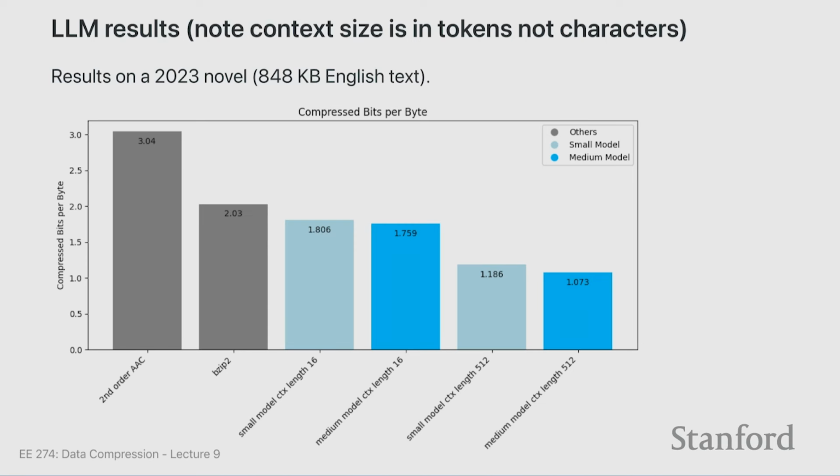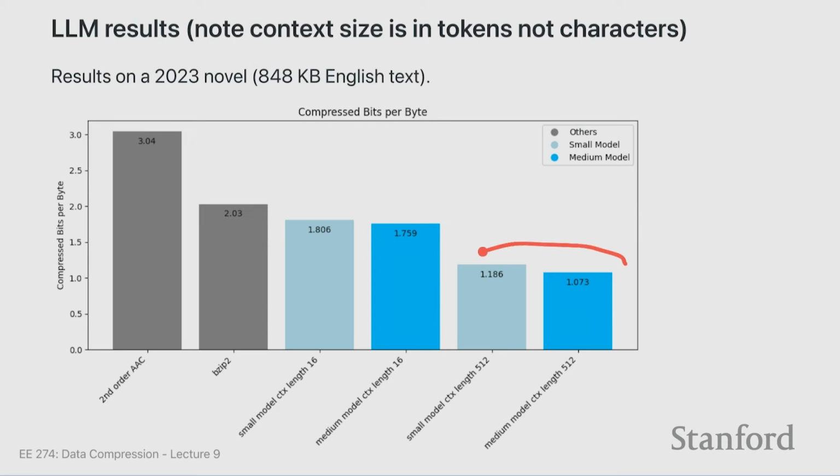You see that if your context length is not very large, if you just look at the last 16 tokens, it does better than bzip2, but not very impressive. The medium size model, in the darker shade of blue, does slightly better than the small model. But it really starts to shine when you take a long context. That's the thing with these large language models: they can look at a very big past history and make a very good prediction for the next token. We saw it in the earlier part of the class, where the more context you give, the better the prediction becomes.